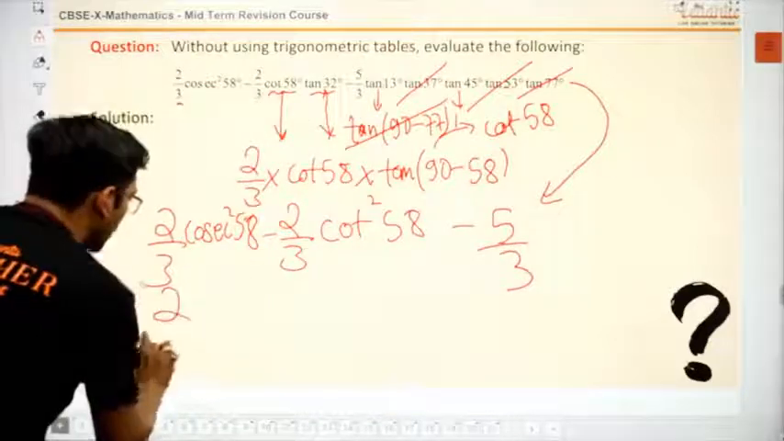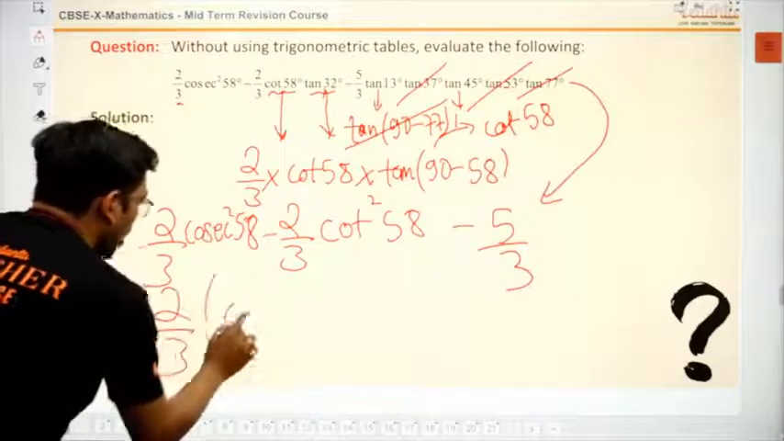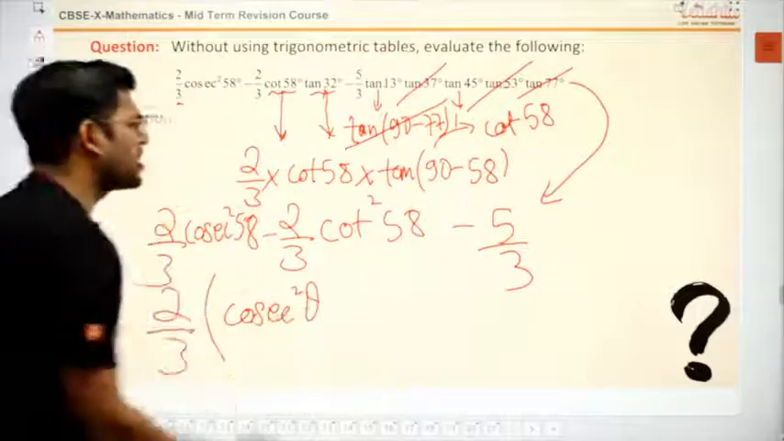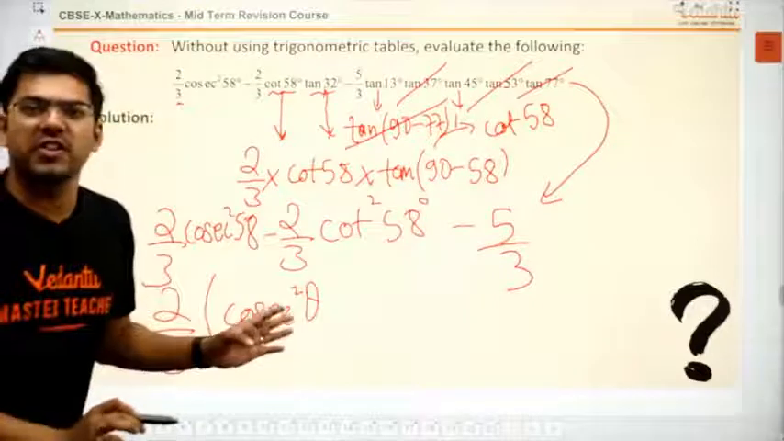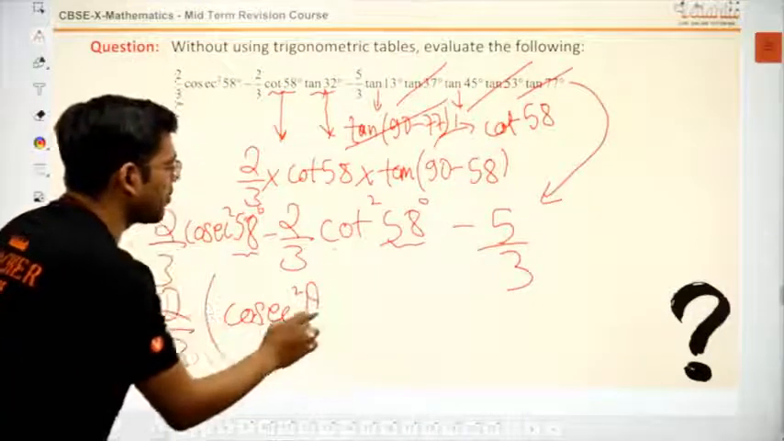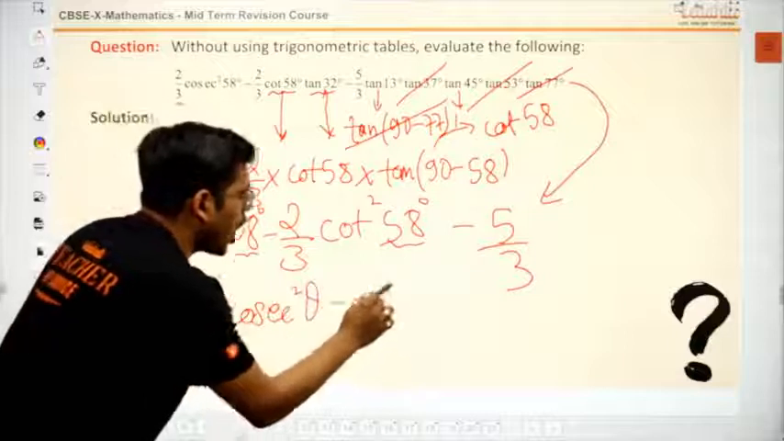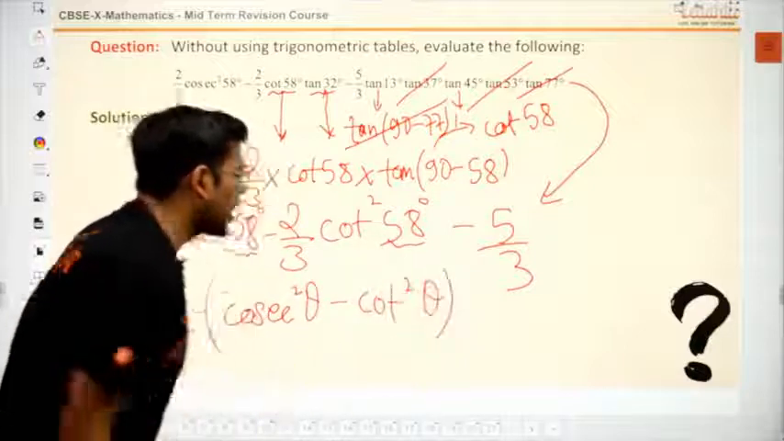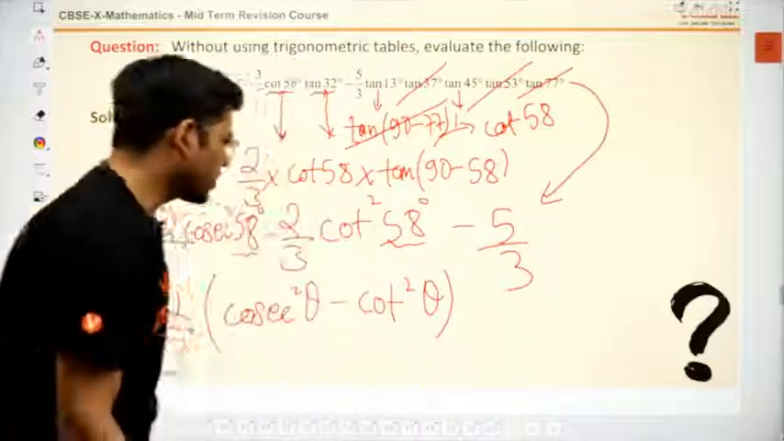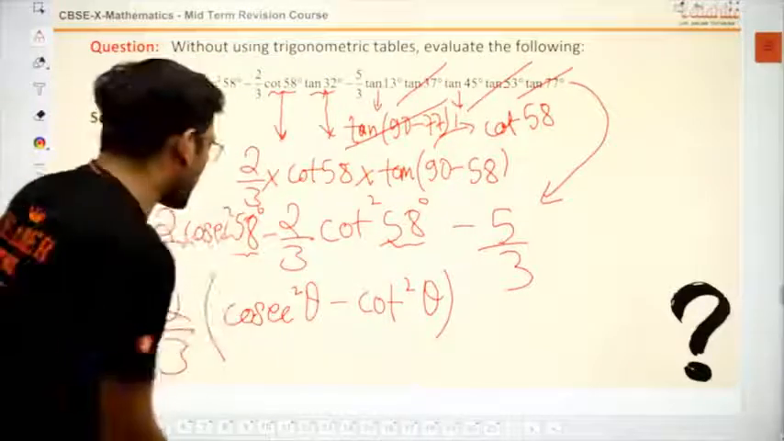Taking common 2 by 3, what we got? Cosec square theta. Write it theta, yeah. Means there is no requirement of this 58 degree, because here also 58, here also 58. I'll write theta for both. Minus cot square theta. Now cosec square theta minus cot square theta, what is the value of it? You know it, it is 1.